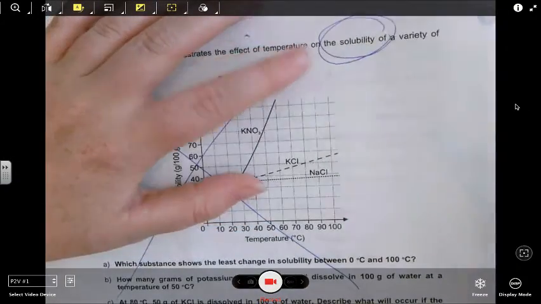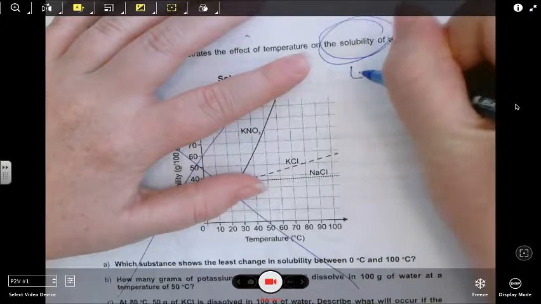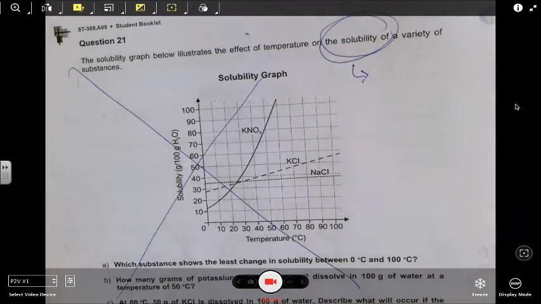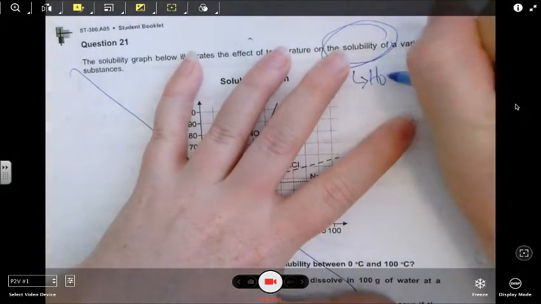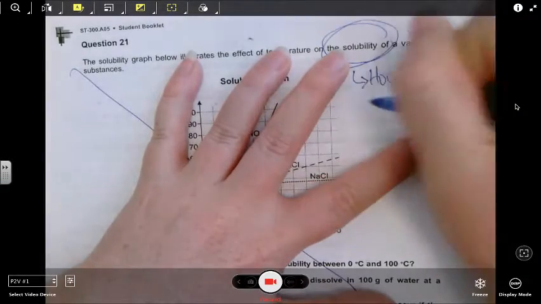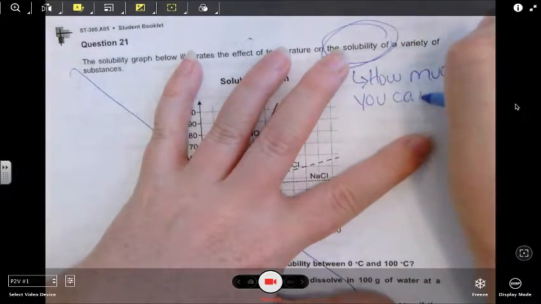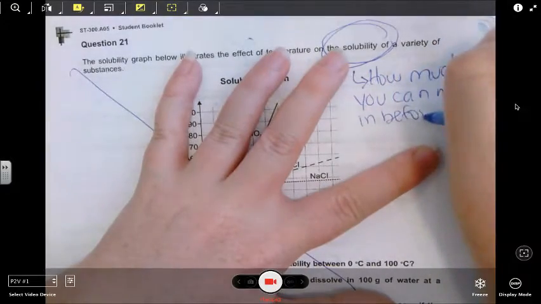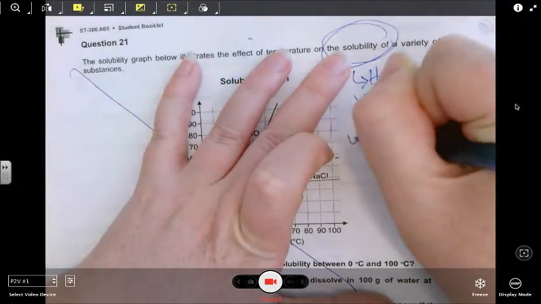But solubility is, I don't really know how to explain, it's how much you can mix in there before it will stop mixing.